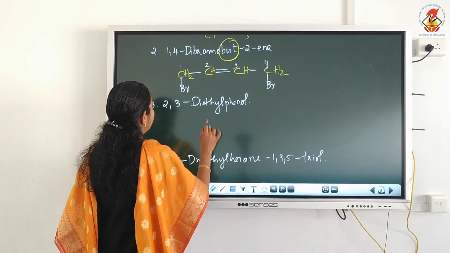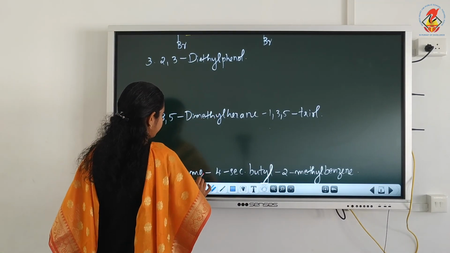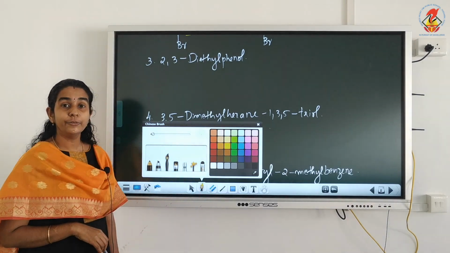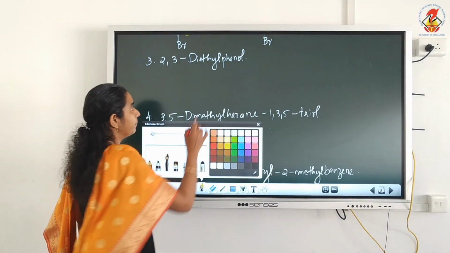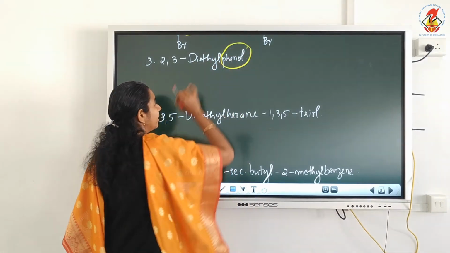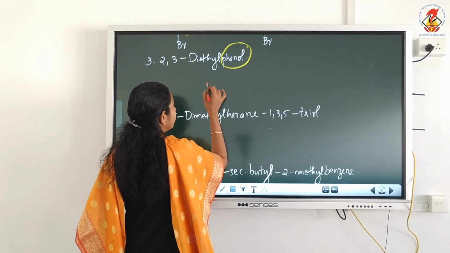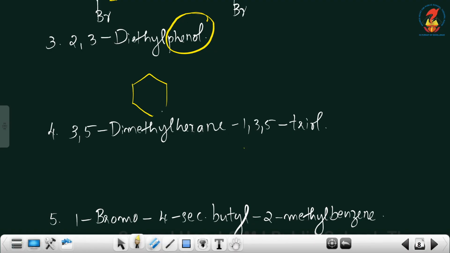Okay. The third question given is 2,3-diethylphenol. So here the parent is, here it is not the word root. Here the parent is phenol. So first what we have to draw? We have to draw the structure of phenol.